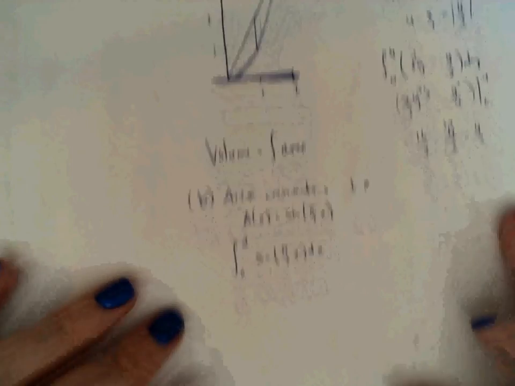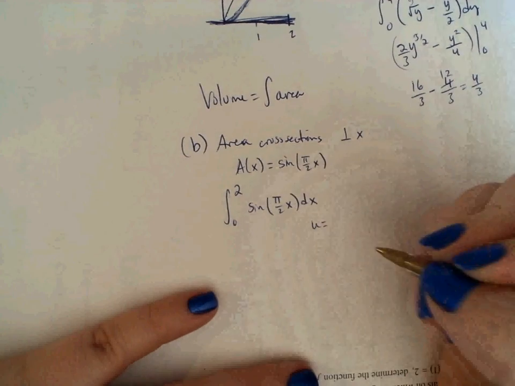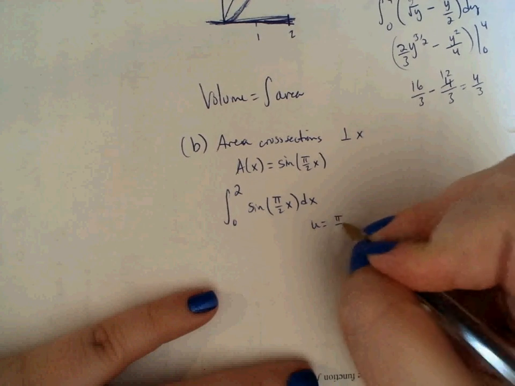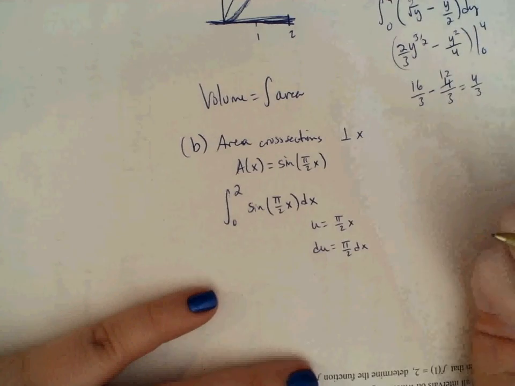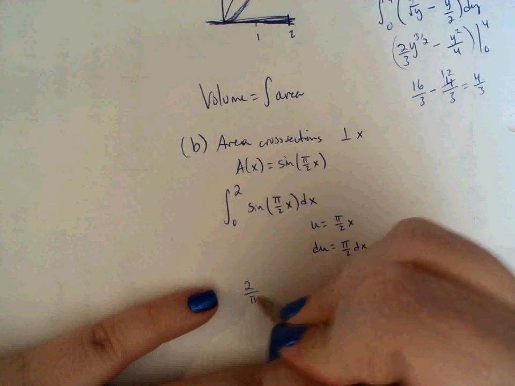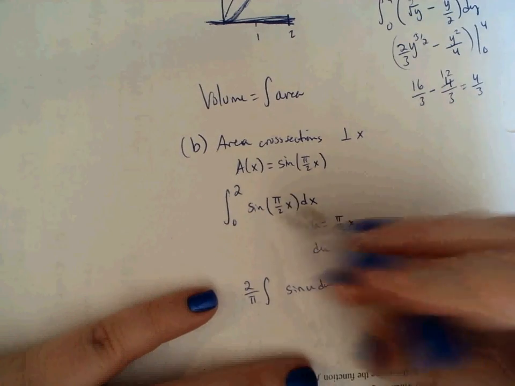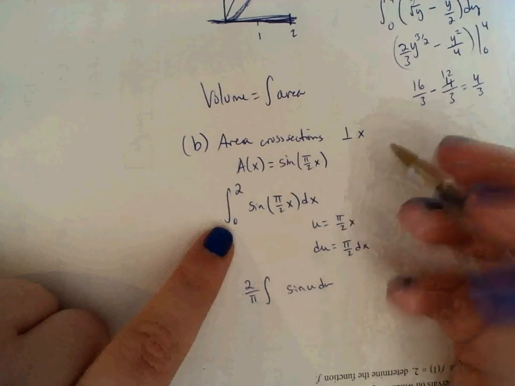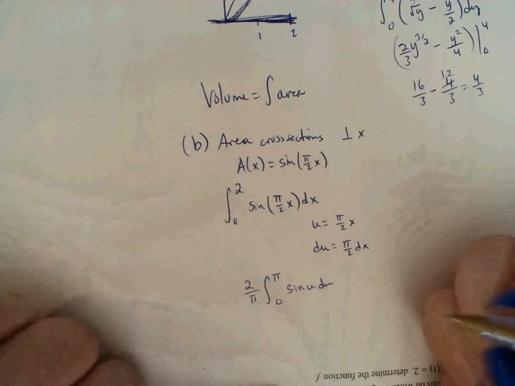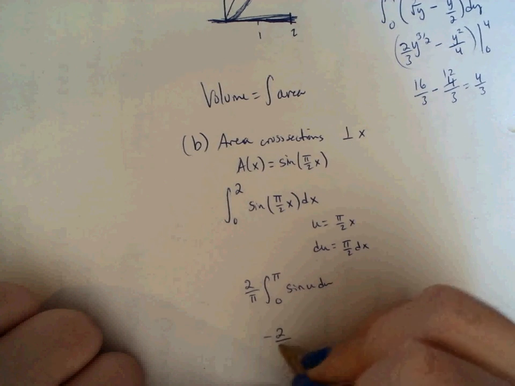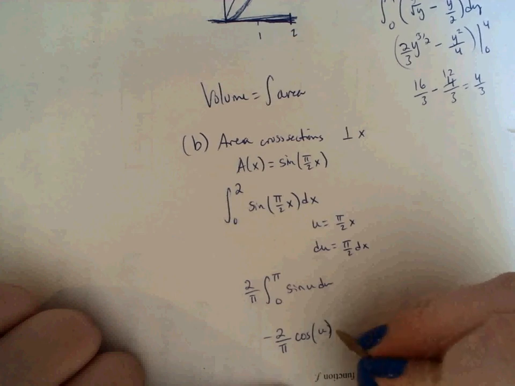Now, as far as anti-deriving this, this is a u substitution because it's not just sine of x, it's sine of pi over 2x. So u equals pi over 2x, du equals pi over 2 dx. We don't have a pi over 2 out front, so we put 2 over pi. The integral, well, let's just say sine of u du. And I'll go ahead and change my limits of integration here. So plug in 0 and I get 0. Plug in 2 and I get pi. Okay? So we antiderive sine and we get negative cosine, so negative 2 over pi cosine of u, evaluated from 0 to pi.